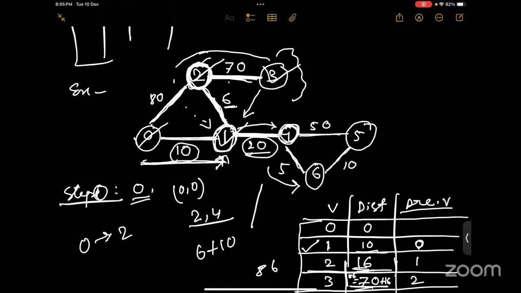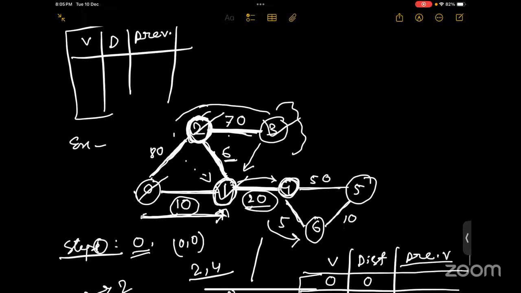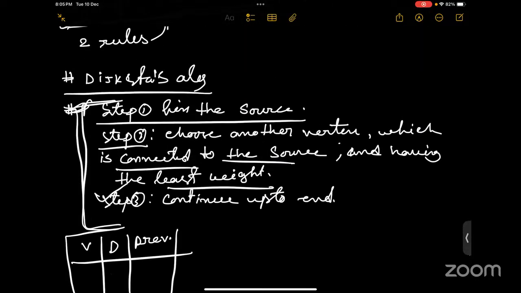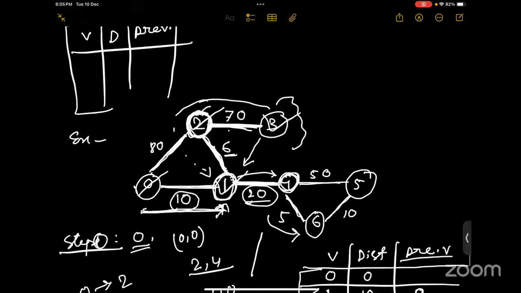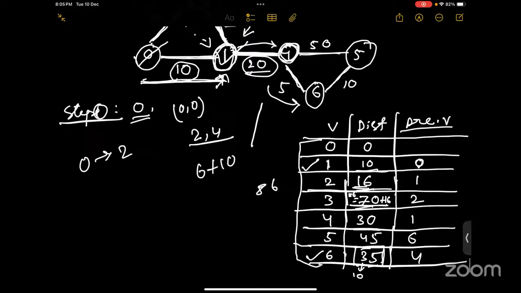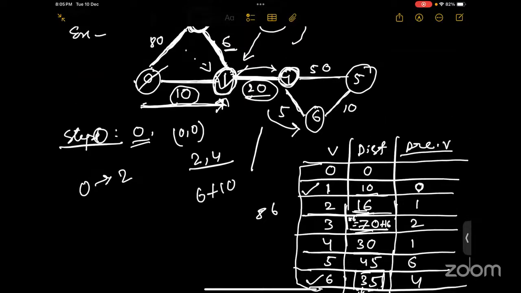Ma'am, in the last lecture you discussed these things in the distance portion. Scroll down a little bit. Just scroll down to the lower portion. I want to see. Here you have added vertex 3. Pre-vertex is 2. But the distance, why do you have 70 plus 16? It should be 70 plus 80 plus 6, na.